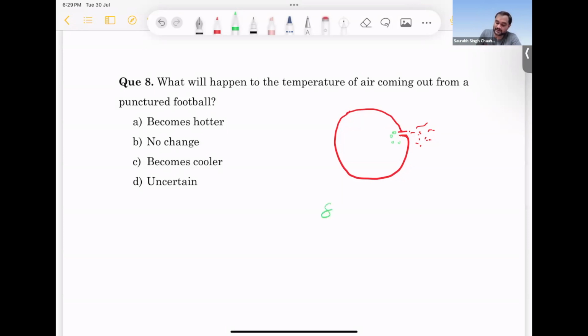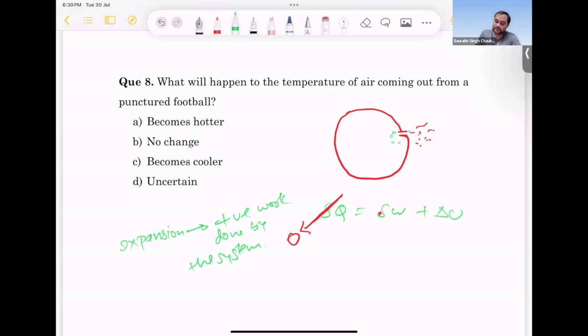From the first law of thermodynamics, we can write del Q is equal to del W plus delta U. Heat transfer, if it is negligible, then del W here is positive. Why? Because there is expansion. Expansion means positive work done by the system. Here, the system is that small part of air. So this del W is positive, and the sum of del W plus delta U is 0.